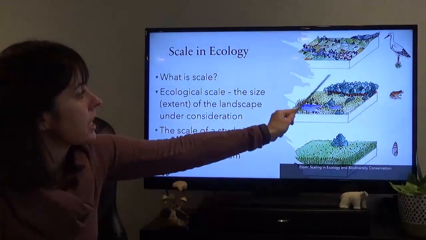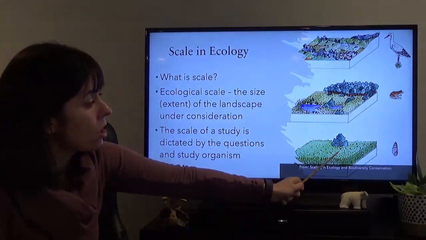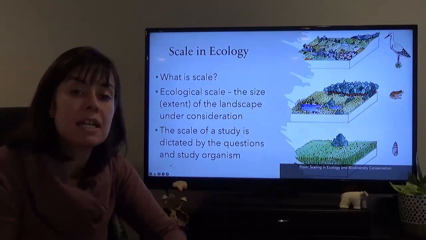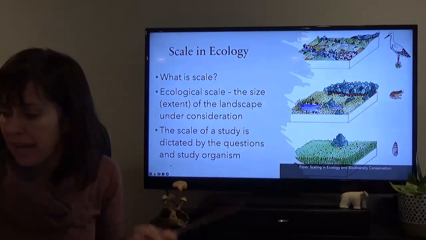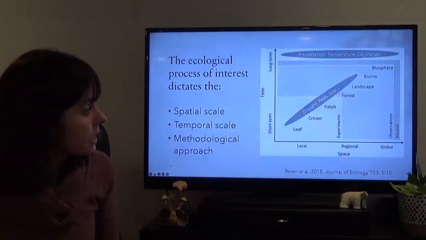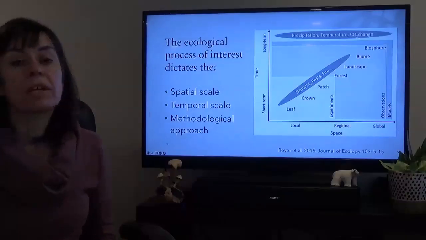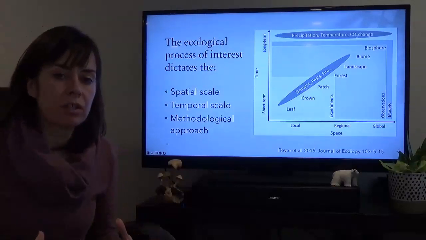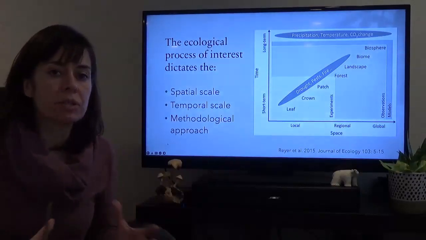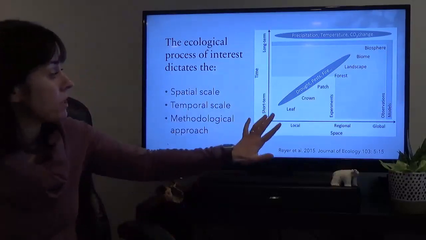And so the scale that we have to think about for this egret is much different than that of the frog, and much, much different than that of the snail. And so scale is really important to consider, both at the spatial scale like we see here, but also the temporal scale. Okay, so not only does the spatial scale matter when we're thinking about the relevant scale for a particular ecological study, but the temporal scale matters as well.